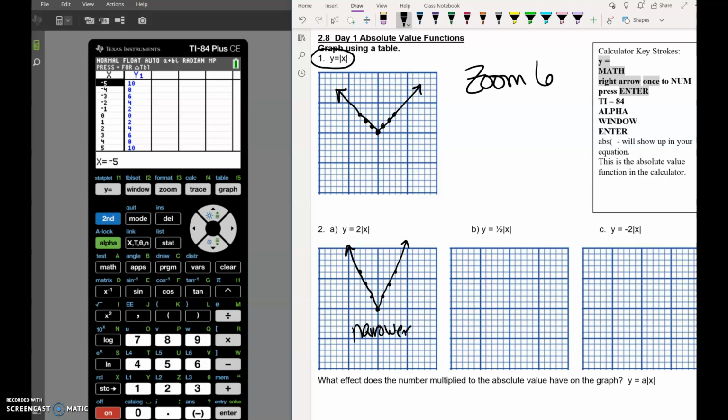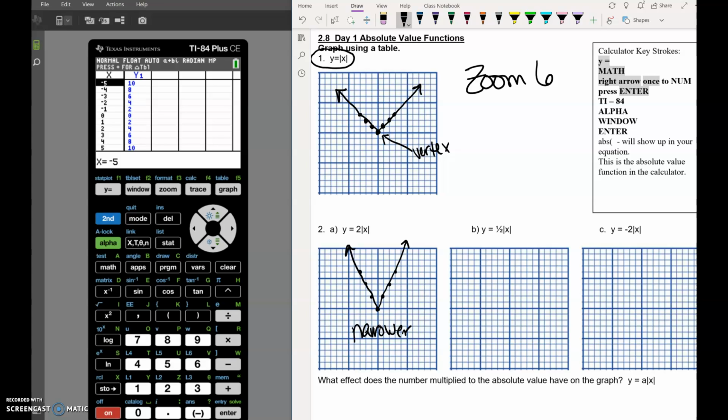Look at the number in front of the absolute value bars. 2. Look at the number in front of the absolute value bars on number 1. It's a 1. From the vertex, that point where it changes direction is called the vertex. In fact, it might be a good idea to point at that and say, hey, that's the vertex. From the vertex, the original one in number 1 goes up 1, out 1, up 1, out 1 to make that V shape. In number 2A, it goes up 2, out 1, up 2, out 1.